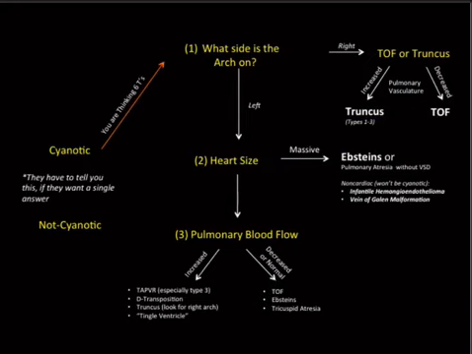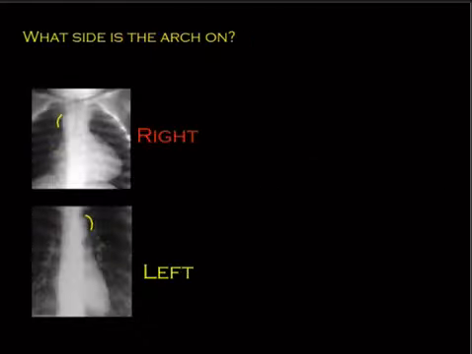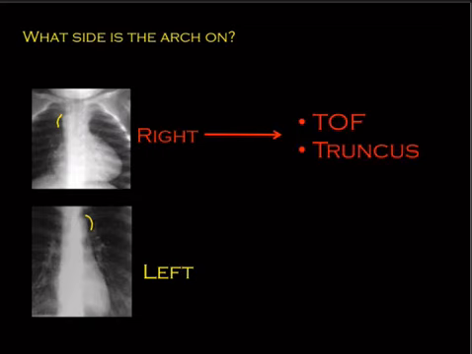So the next thing to do is to tell what side the arch is on. So how do you tell? This is sort of the difference in what side the bump is on. And when you're doing these chest X-ray cases, it's important to look for that. And if they want you to see it, they're going to pick one that's obvious. So the two classic right arch ones are tetralogy of Fallot and truncus, and then other stuff. So just remember TOF and truncus for right arch.